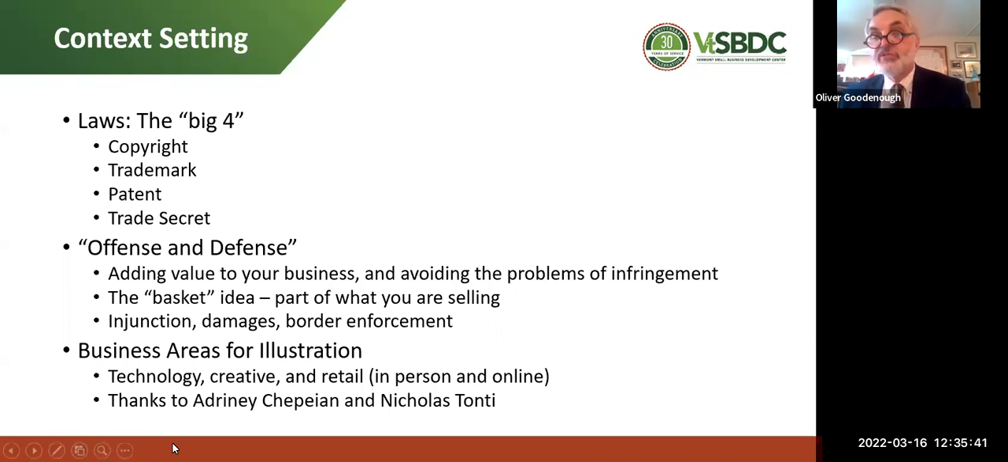A final piece of this is to understand that there are remedies, and these often include the remedy of injunction. An injunction is when a court says stop. They can shut your business down. They can shut down the business of the people who are using your material. They can award damages, typically cash that would go to make you or the other party whole. And there's also frequently border enforcement, the ability to stop infringing goods at the border. You can often use the customs service to help you with that if it's coming in from outside the country.